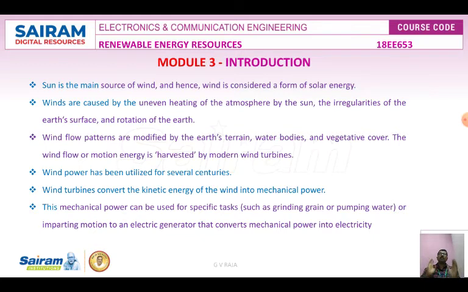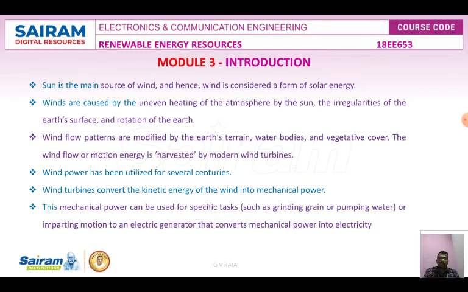Winds are caused by the atmosphere not being evenly heated. Wind flow patterns are modified by the earth's terrain, water bodies, or vegetative cover, that means trees, on the land. The wind flow, or motion energy, is harvested by means of modern wind turbines.